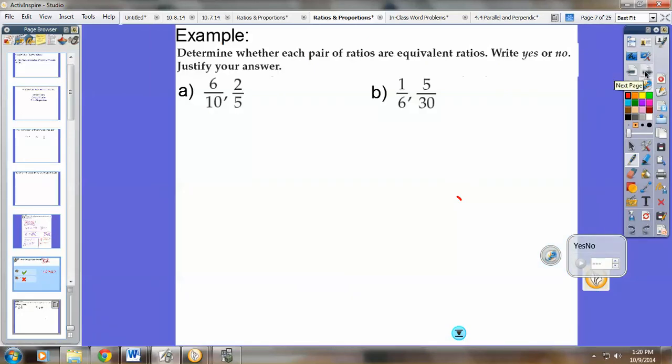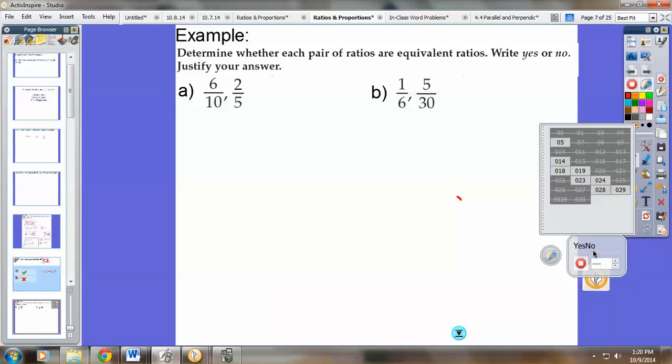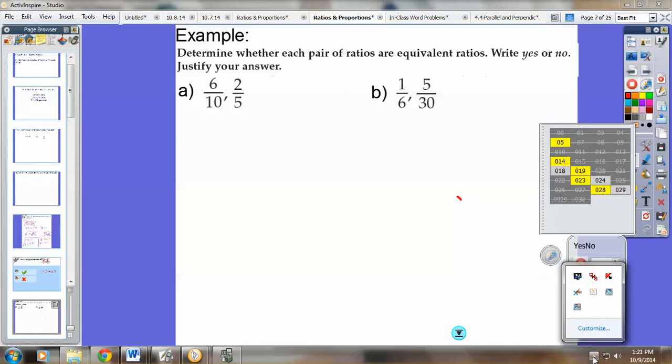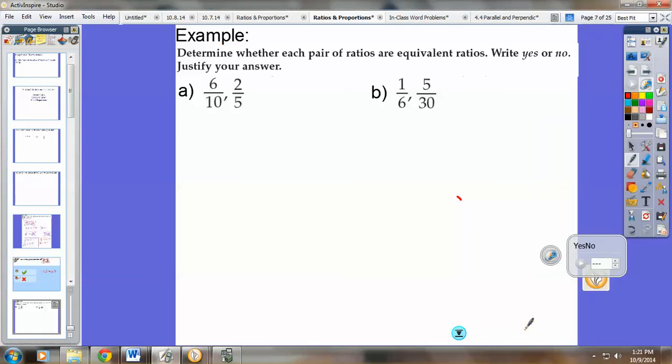I would like for you to try letter A also. Determine if the two ratios in letter A are equivalent or not. Be sure to justify your answer. Do we have to write it down? I do want you to justify. 6 times 5 is 30, and 2 times 10 is 20. Of course, they are not. Make sure in your homework that you're stating no, and then you're showing maybe that product you got when you multiplied the means and extremes.